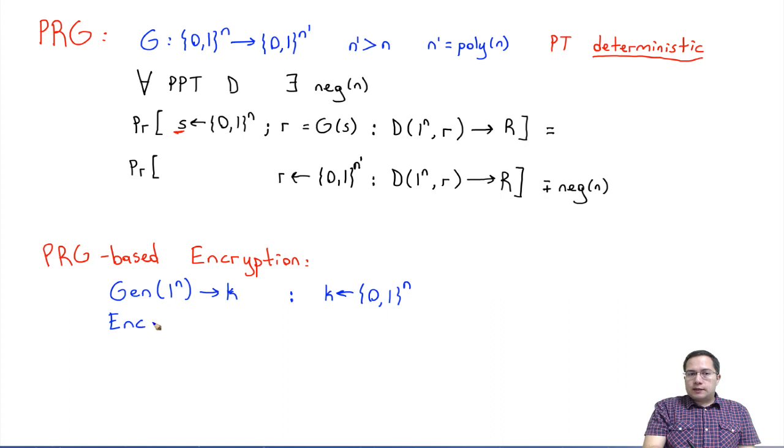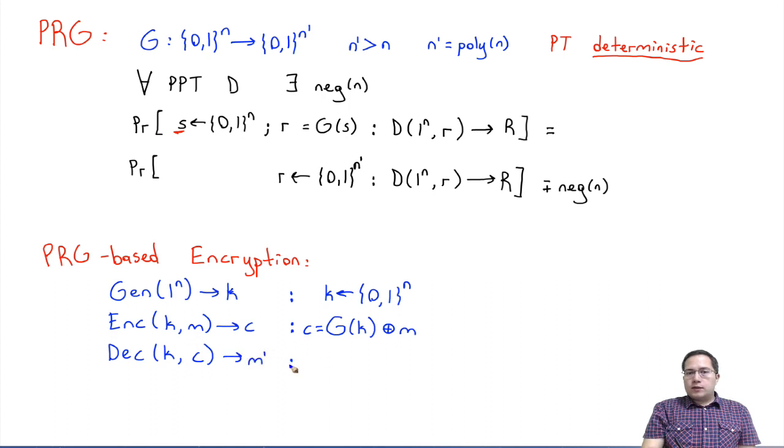We need an encryption algorithm that takes this key and a message in the message space and produces a ciphertext. It will work as follows. It will compute G of our key K, and then, as in one-time pad, it will XOR it with the message M. And this will be the resulting ciphertext. When we want to decrypt this ciphertext using the same key, it will again compute G of the key K. Now it will XOR it with the ciphertext and return the resulting value. Because XORing a value with itself results in all zeros, it actually cancels it out. This is a perfectly correct encryption scheme.